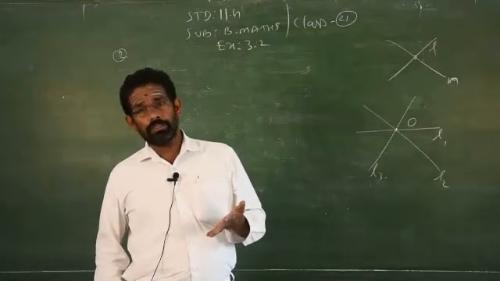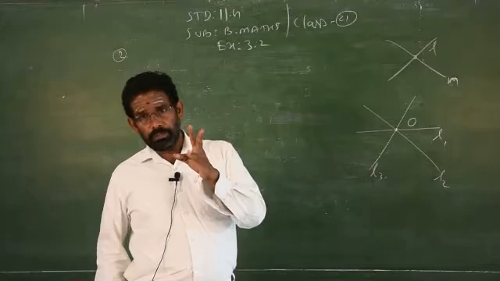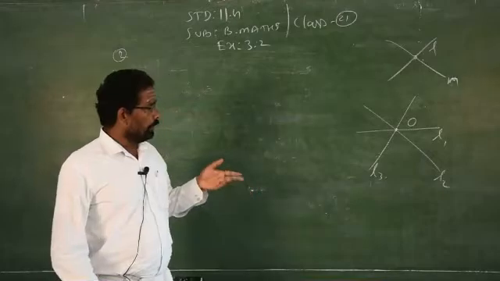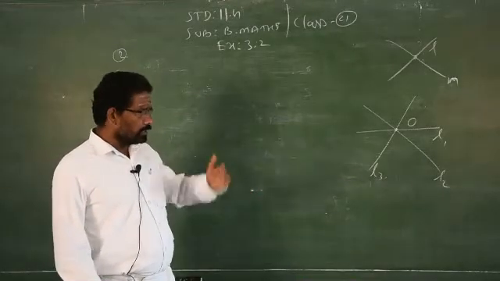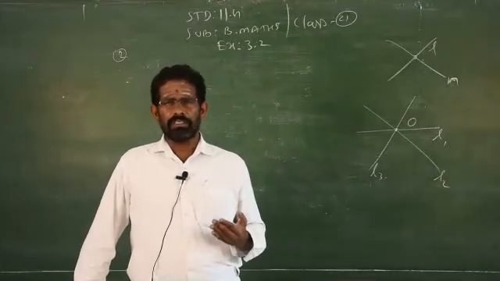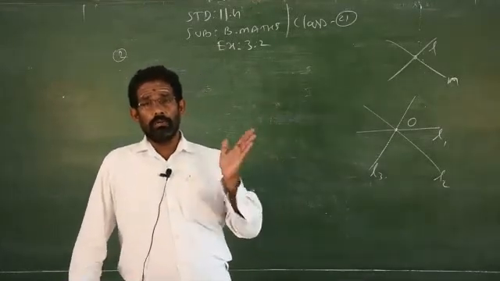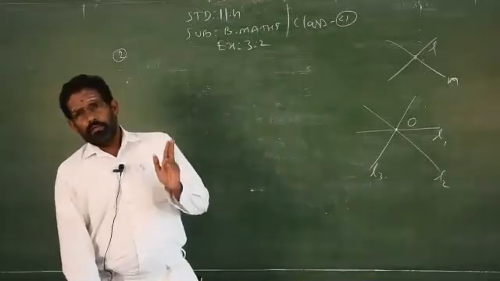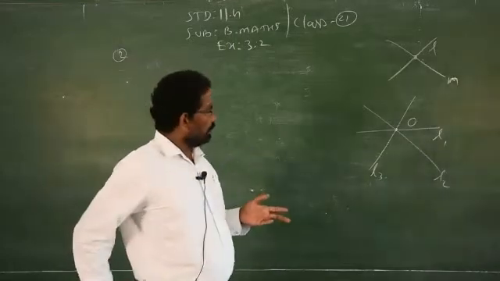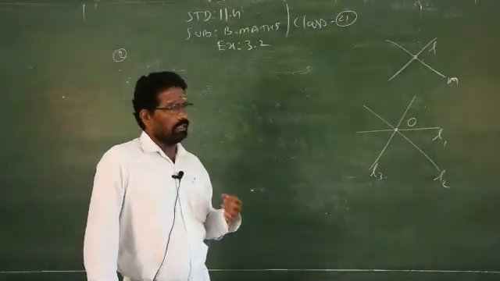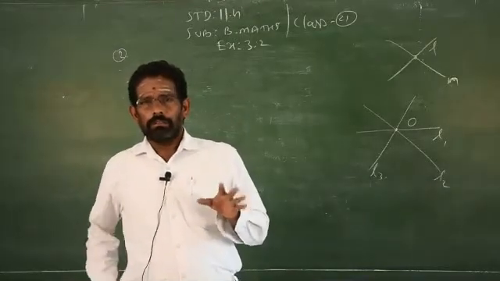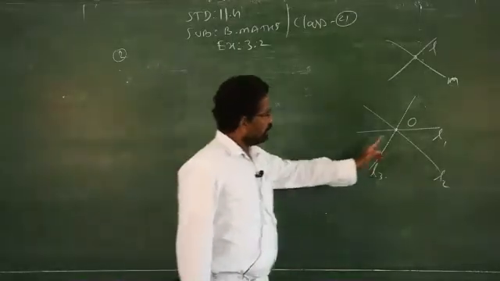More than two lines means concurrent lines, isn't it? So out of the three straight line equations, take any two and solve using any one of those three methods and find the values of x and y. Substitute those values of x and y in the remaining equation. When the equation is satisfied, then you can say directly that the given straight lines are concurrent lines. That's all. Clear?